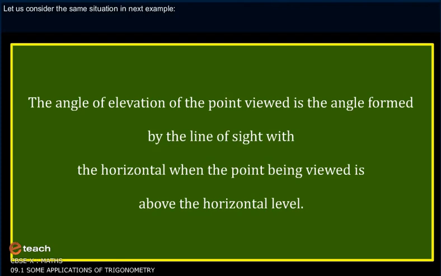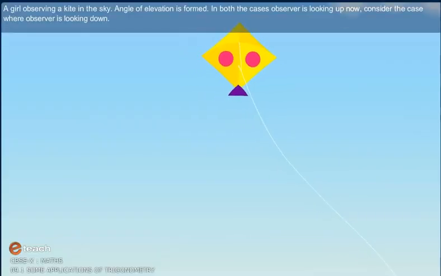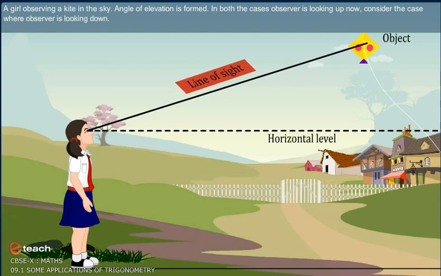Let us consider the same situation in the next example. A girl observing a kite in the sky. Angle of elevation is formed. In both the cases, the observer is looking up. Now, consider the case where the observer is looking down.